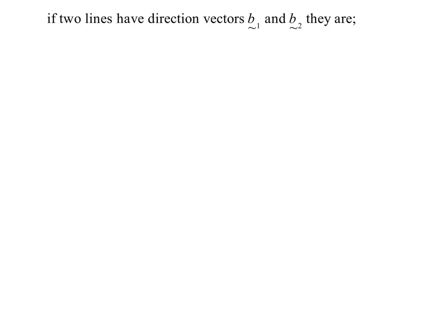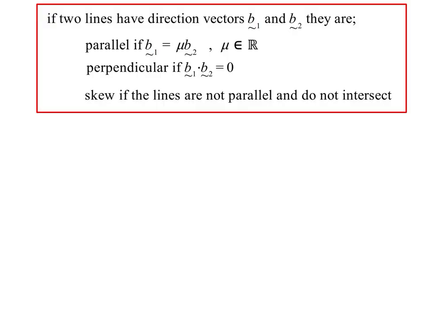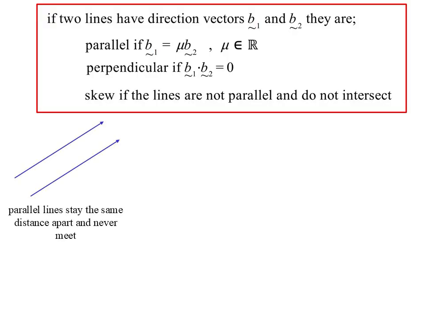So if two lines have their direction vectors, b1, b2, I know they're going to be parallel if b1 is equal to mu b2. They'll be perpendicular if the dot product is equal to 0. But unlike 2 dimensions, we have another situation. There'll be skew if the lines are not parallel and do not intersect. Now, of course, that doesn't happen in 2 dimensions. In 2 dimensions, if they're not parallel, they have to intersect. But in 3 dimensions, they don't. We know parallel lines stay the same distance apart and never meet.